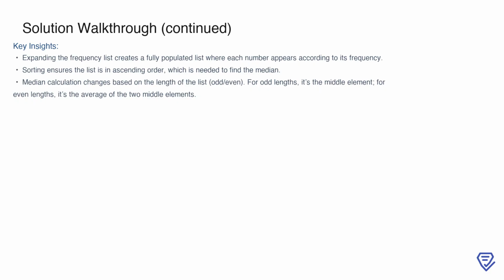elements. Finally, the approach to finding the median depends on whether the list length is odd or even. For odd lengths, the median is the middle element, while for even lengths, it's the average of the two middle elements. These principles apply to all test cases and ensure that the solution is both accurate and efficient.